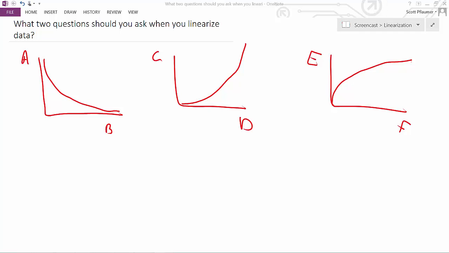Linearization is one of the toughest topics you're going to see in honors physics. So I want to take a moment to talk about what are the first things you should think about and try to understand some of the theoretical side of this, which I think is the most important. So the first question you should ask yourself, in my opinion, when you see some nonlinear data, is what's the most basic relationship between the two variables?